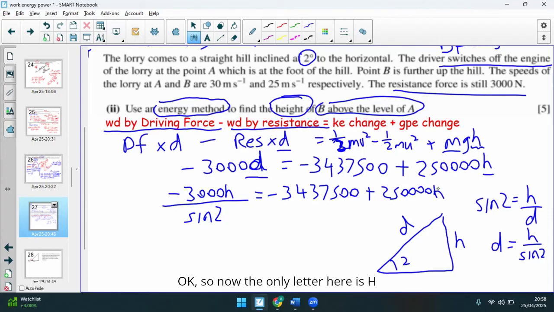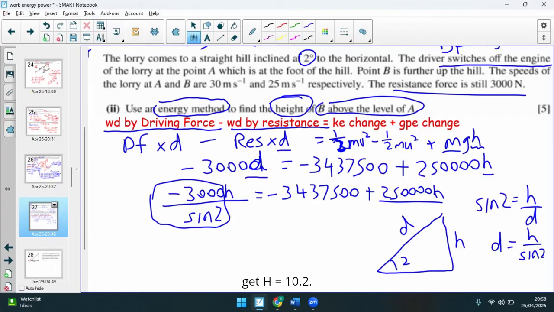Okay, so now the only letter here is h, so we can just solve this. In your calculator, do minus 3,000 divided by sine 2. That will give you a decimal, multiplied by h. Then move this to the other side, take h common, and you should get h equals 10.2. I'm short of time, so I'm not going to do the whole calculation. Okay, going next.